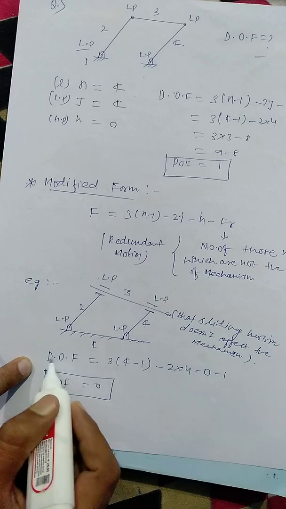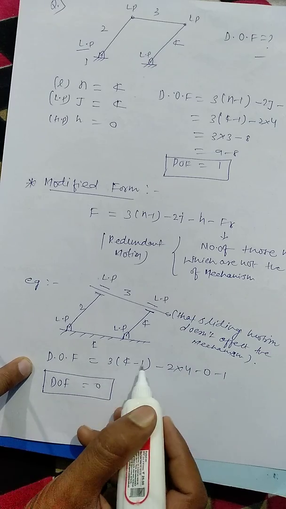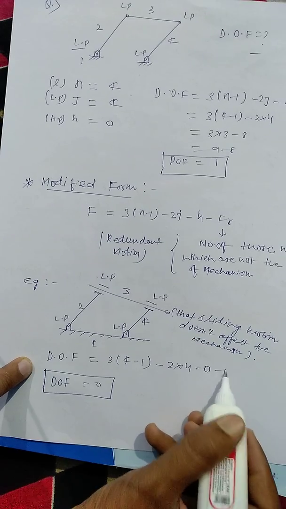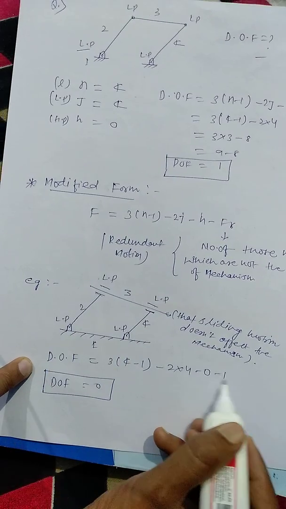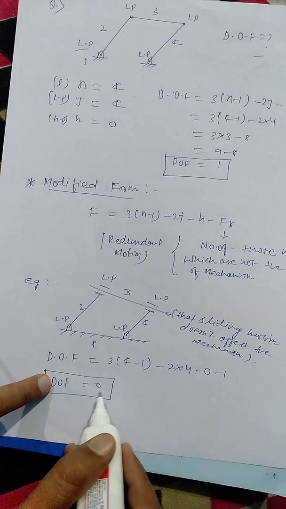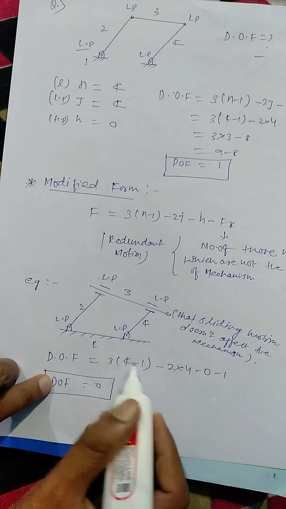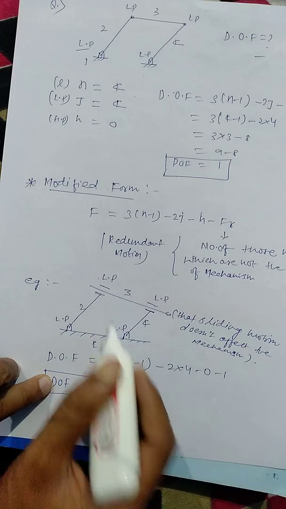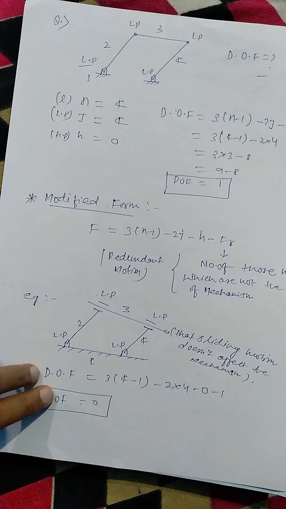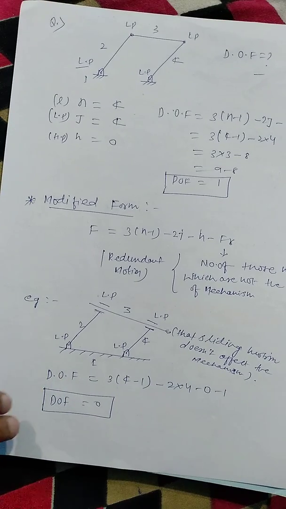So use the formula degree of freedom equals 3(n minus 1) minus 2j minus h minus Fr. Here Fr is 1, there is 1 redundant motion. So put all the values and get the answer: degree of freedom is 0. In this question I didn't count all the links, but you count. This should be the answer. Now going to other examples.